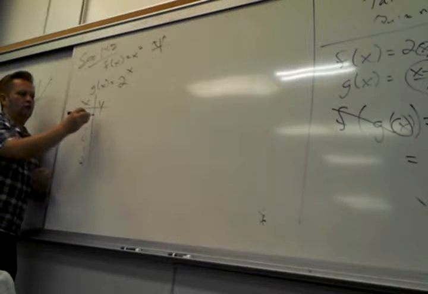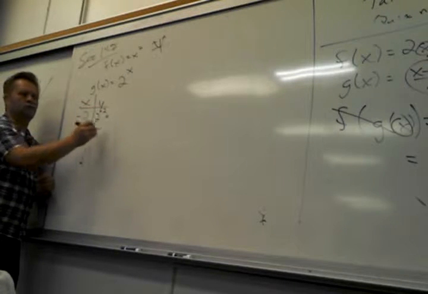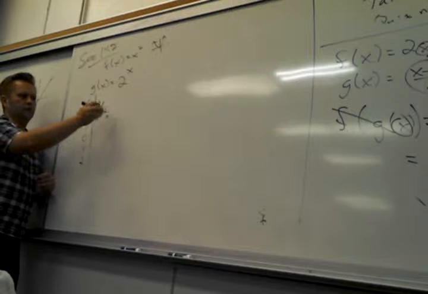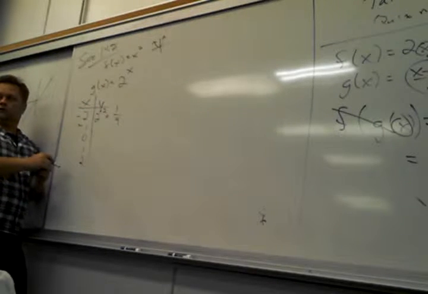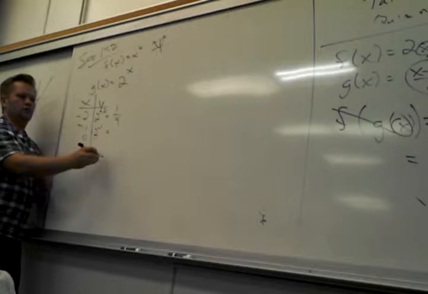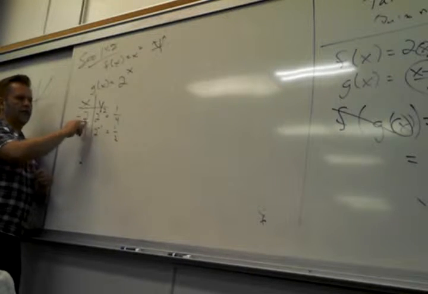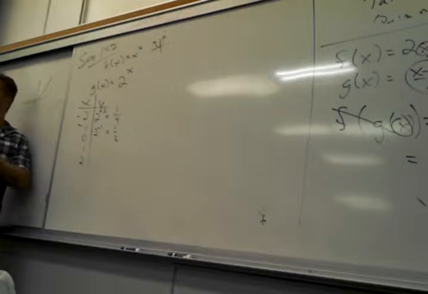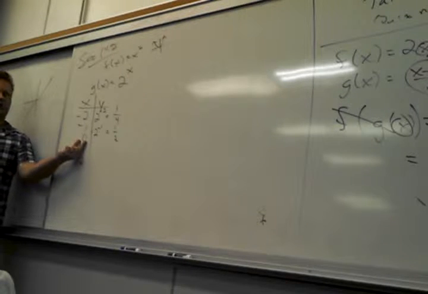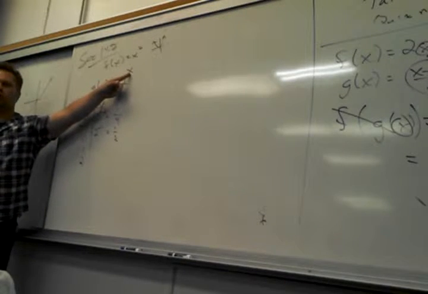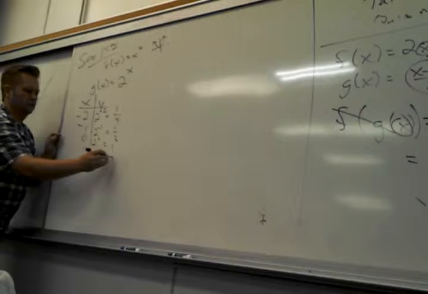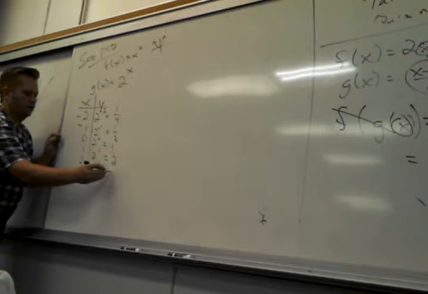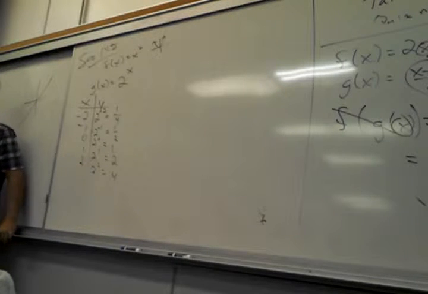So if I put a -2 in there, what's 2 to the -2? 1/4. Yeah, the negative means flip. 2 squared is 4. So what's 2 to the -1? 1/2. So I'm just putting that in, right? Nothing new there with that idea. If I plug a 0 in, what do I get? 2 to the 0 power is 1. 2 to the first power is 2. 2 squared is 4.